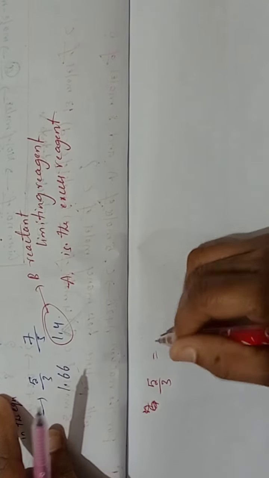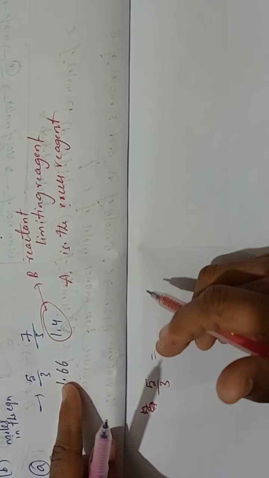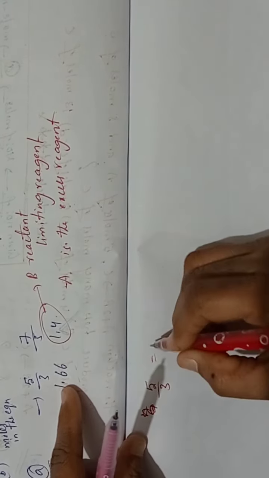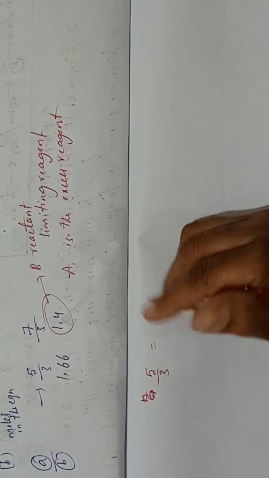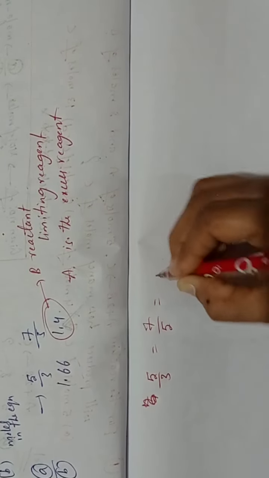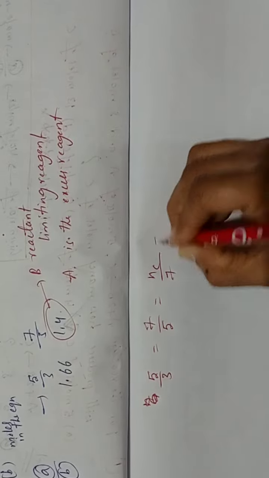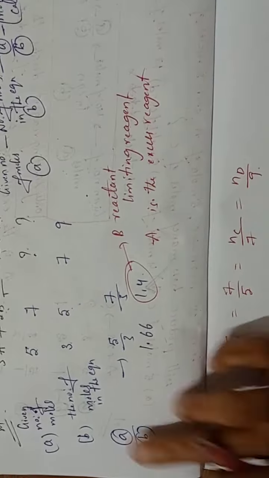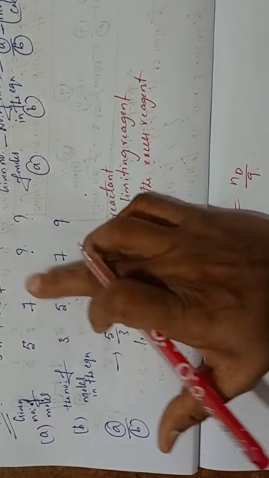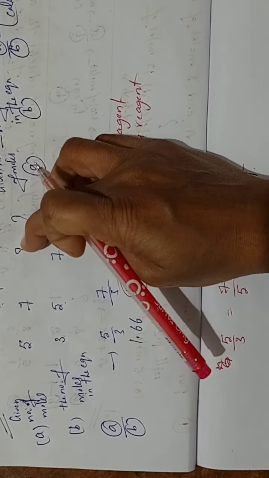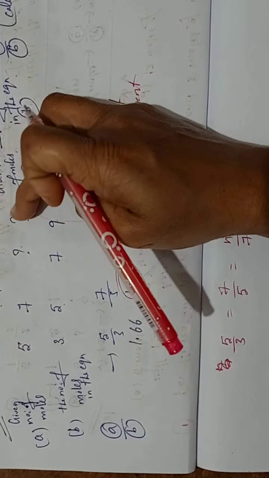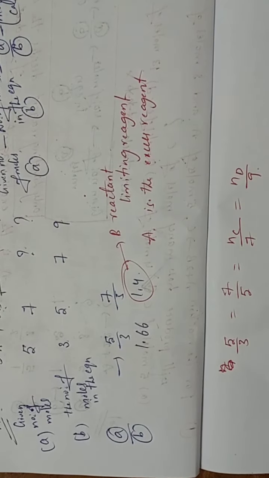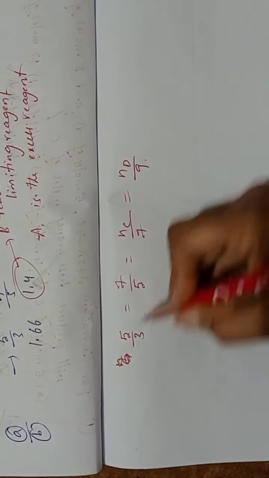5 by 3 is equal to, this is 5 by 3. And next B, how many moles, students? B is number of moles given, 7. 7 by 5. And this one, number of moles of C by 7, number of moles of D by 9. Are you understanding? So this A by B only, as it is I am writing: 5 by 3, 7 by 5, number of moles of C by 7, number of moles of D by 9. As it is I am writing, students. Okay, now calculate, students.